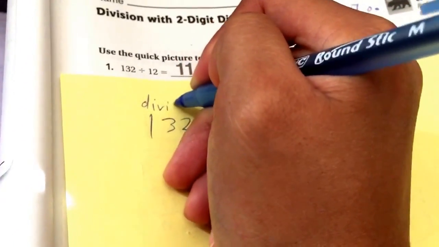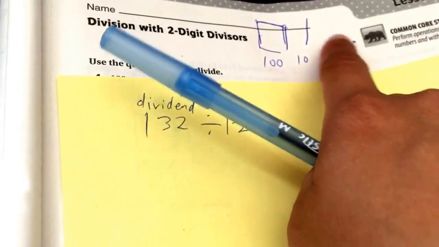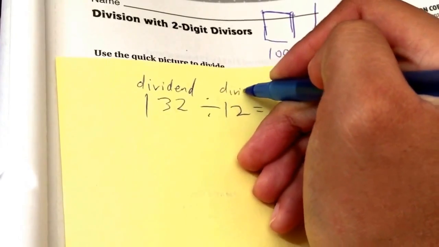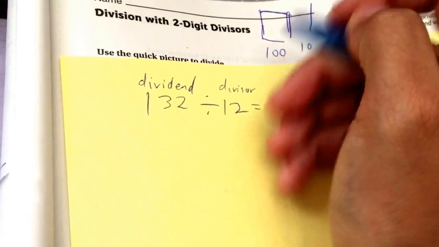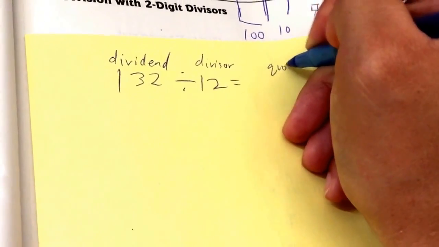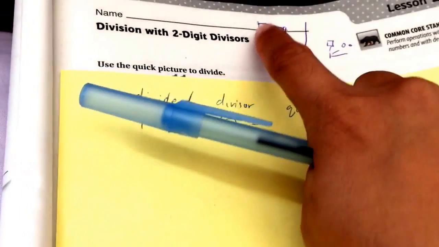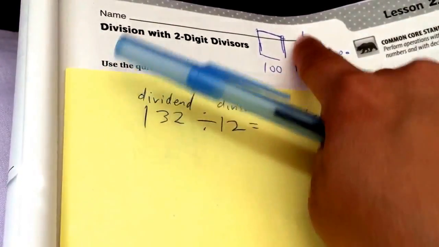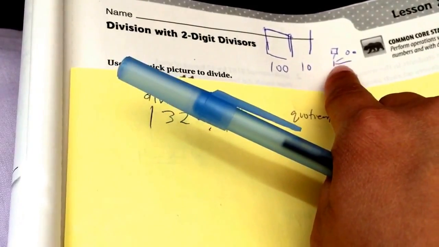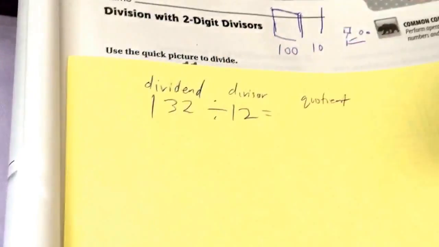132 is our dividend, and that's our total. That's the total amount of flats, longs, and small cubes altogether. 12 is our divisor, and those are kind of like our equal rows, or how much is in each equal row. And then we're looking for our quotient. What is the answer to this division problem? And when it says use the quick picture, they're asking for us to use flats, longs represented by just a line rather than a small rectangle, and then little dots or circles or squares for the number 1.